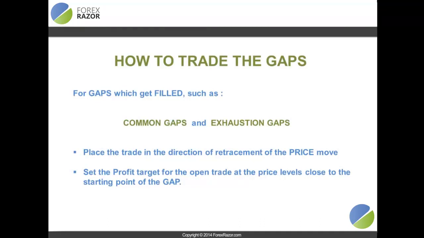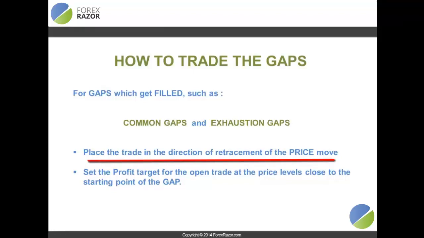Now that we know the various types of market gaps that can be identified, we shall see how to use them while trading. For gaps that are filled or closed following a price retracement, such as the common gaps and the exhaustion gaps, one should try and place the trade in the direction of the price retracement.